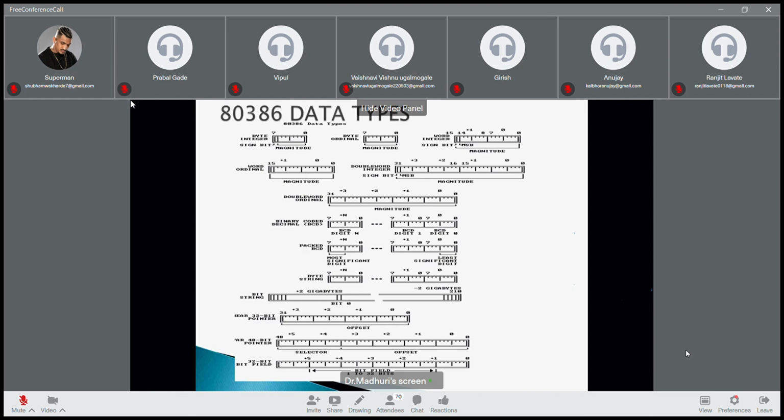If you have any doubt, you can ask me, because the microprocessor subject is a little bit hard. You may not understand whenever I am teaching, but if you have any doubt, I will repeat it again. Get it understood very well.